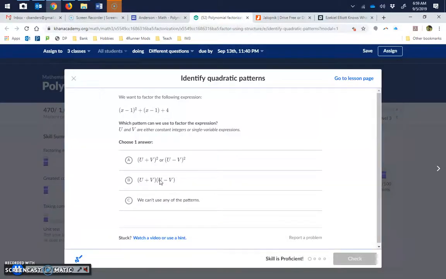So we can look at question B, and we don't have two terms there. We have three terms. That's a trinomial, essentially. So it's not B. So the answer for this question would be C.